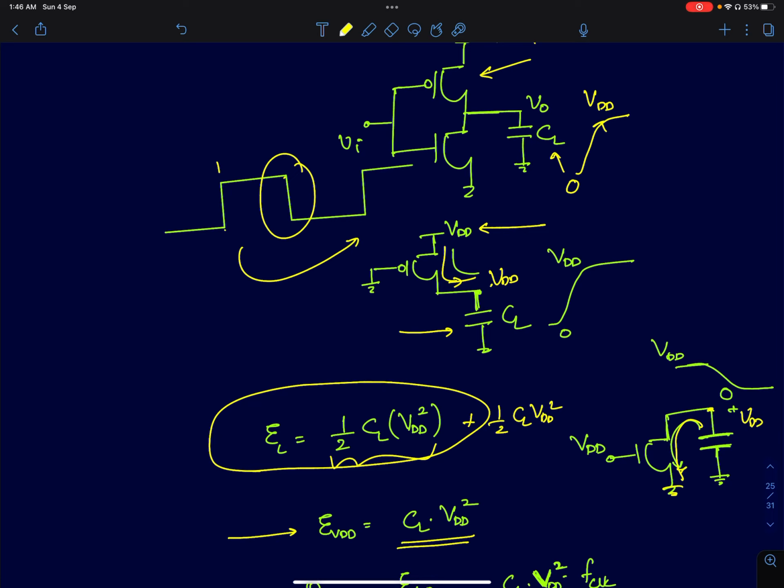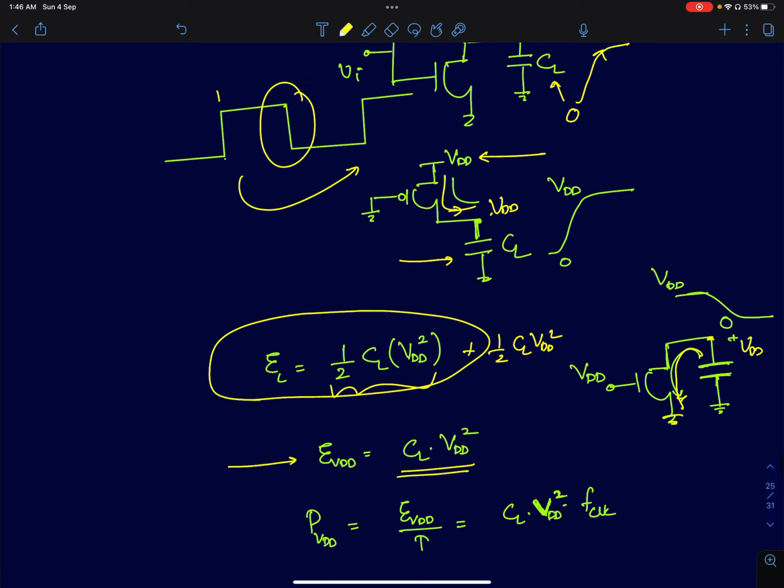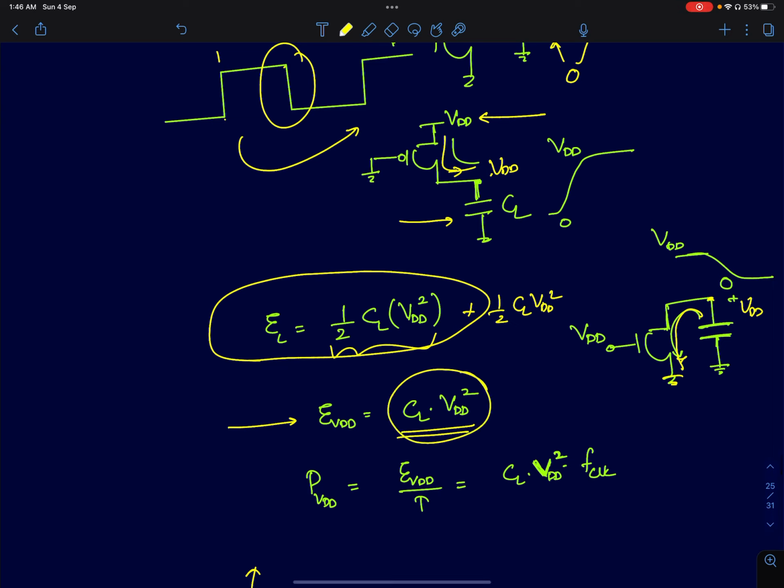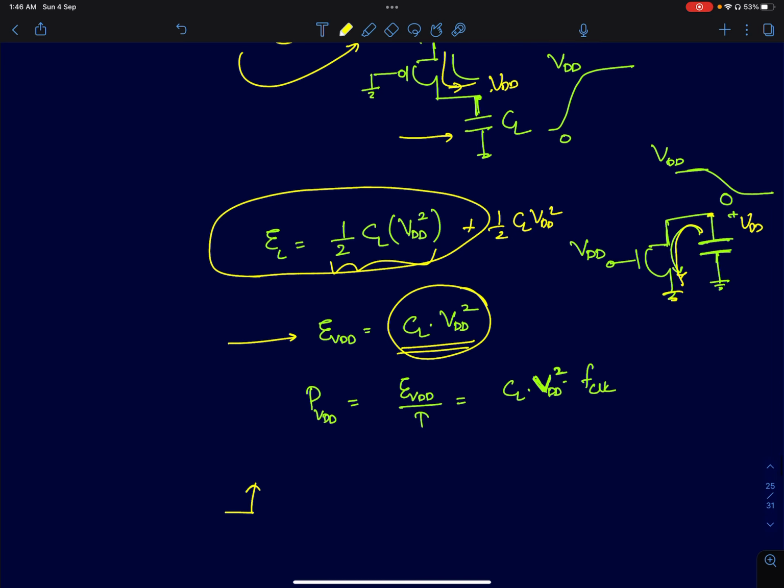So in every cycle, if I apply a clock signal which has both a rising and falling edge every cycle, you are going to draw this energy CL into VDD square once per cycle. Okay, so we can easily say the average power is the energy delivered per cycle. The supply is delivering this much energy in a duration of T seconds. So it will be E_VDD by T, or 1 by T is f clock. So you'll get CL into VDD square into f clock.